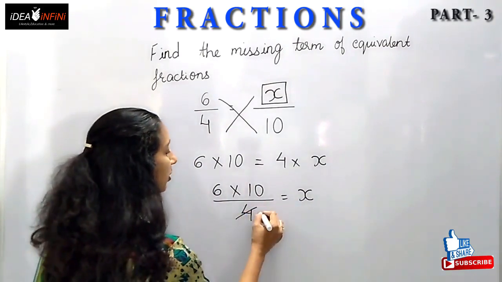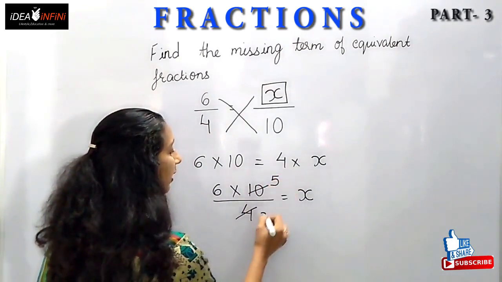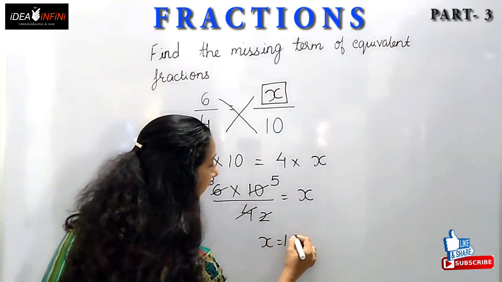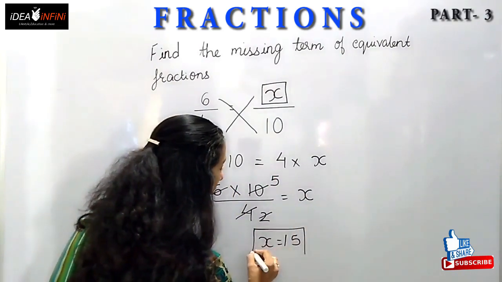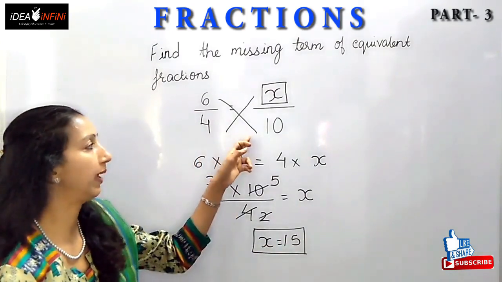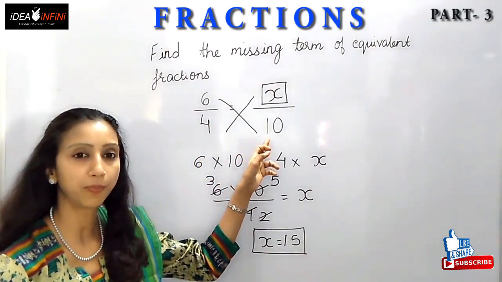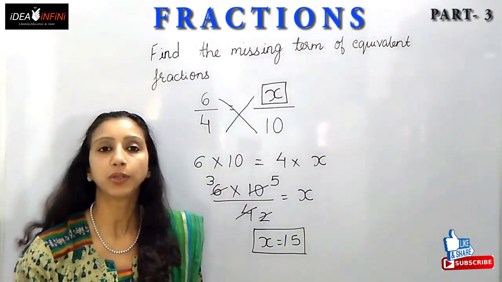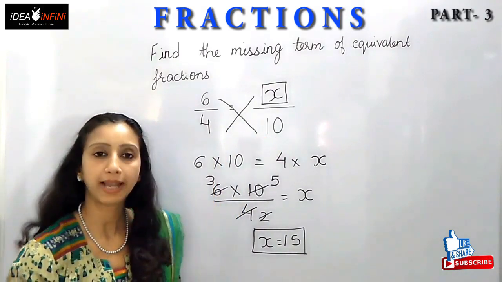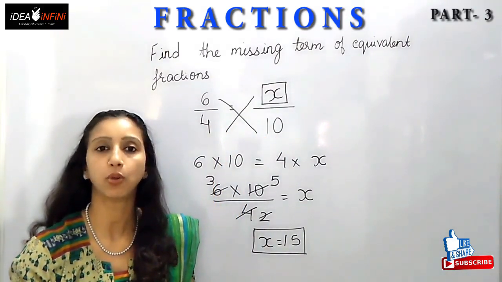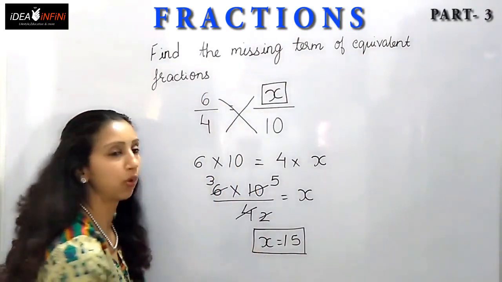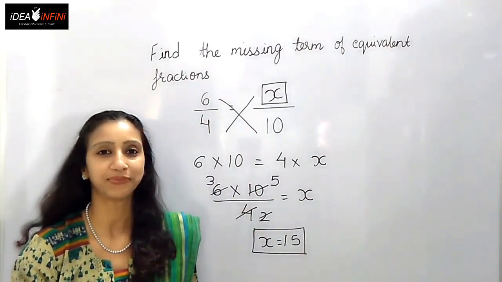Let's cancel out the terms. 2 2s are, 2 5s are. Once again 2 into 3. So x I am getting as 15. So this is the final value of x, that is 15. See, once again I'll repeat the steps. When I see that the given denominator or the given numerator is not a direct multiple of the number 10, is not a multiple of 4. So in that case, cross multiplication method is always more applicable. So 10 into 6, 4 into x, and when I solve it, I get the value of x as 15.